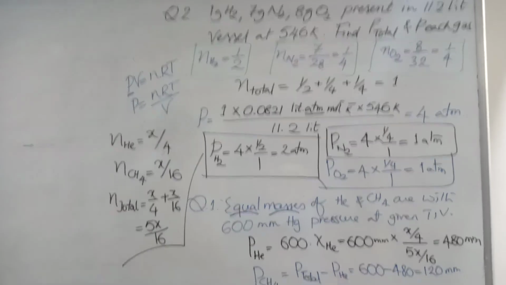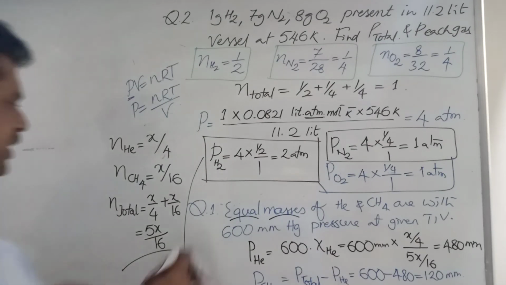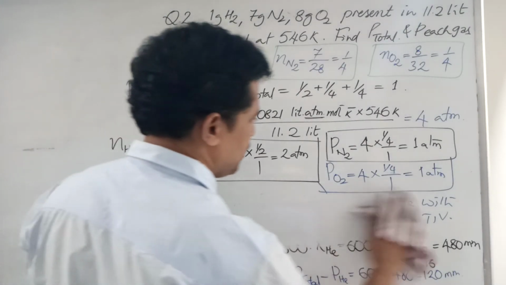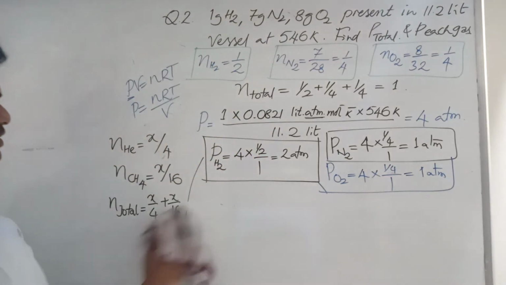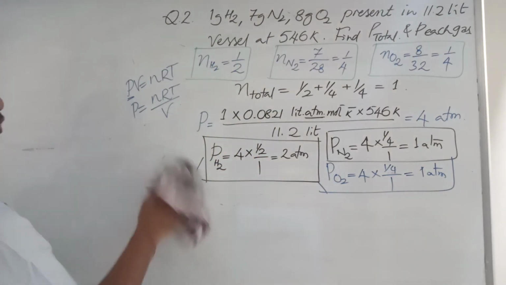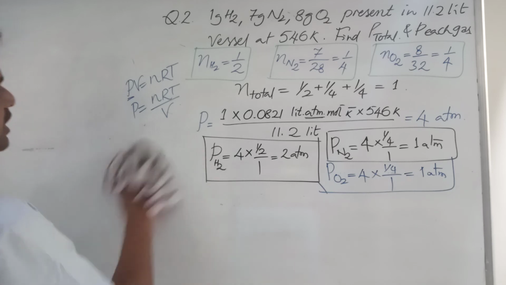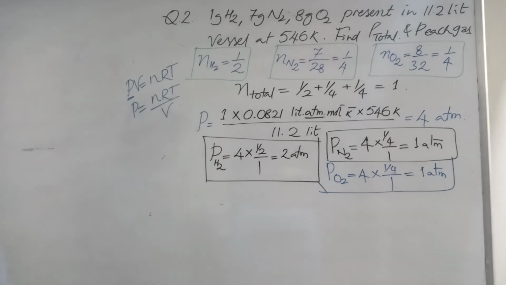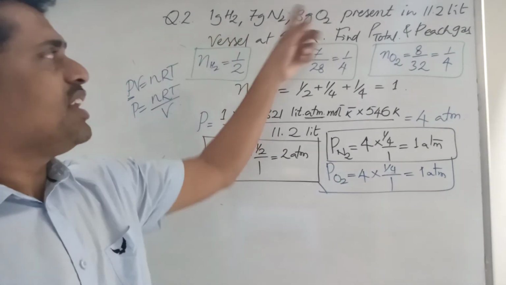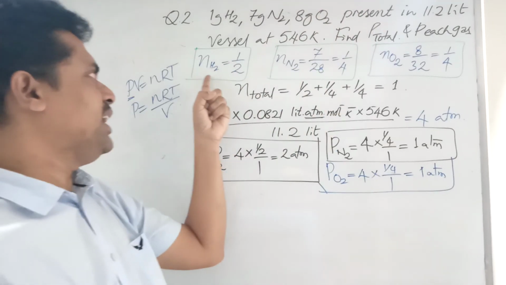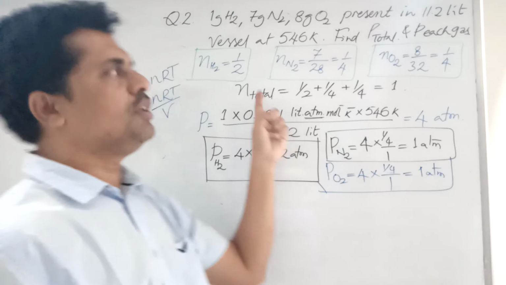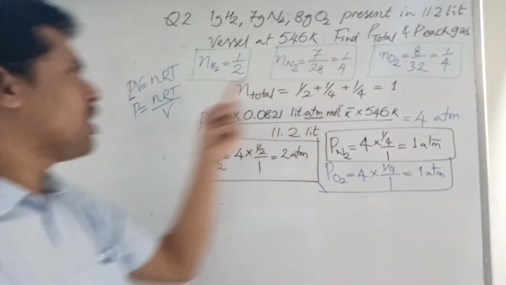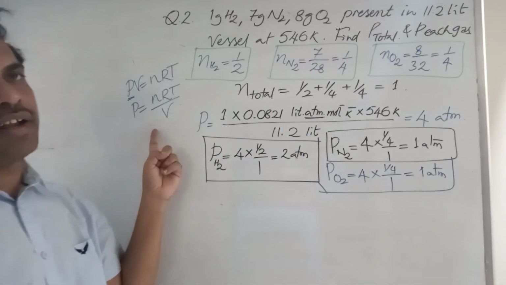Okay, I don't want to make it clumsy, so I remove this one. Yeah, this is the way to solve the questions. Let me just repeat what we did here before we leave. 1 gram, 7 grams, 8 grams are given. So first we find the number of moles, then the total number of moles. It asks for total pressure: PV is equal to nRT, P is equal to nRT by V.